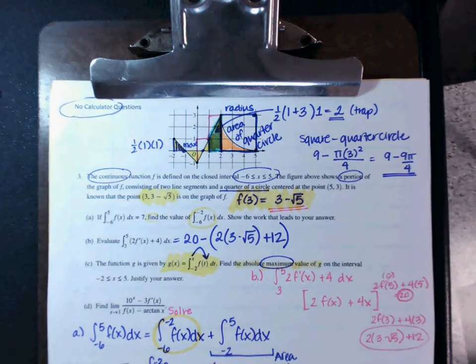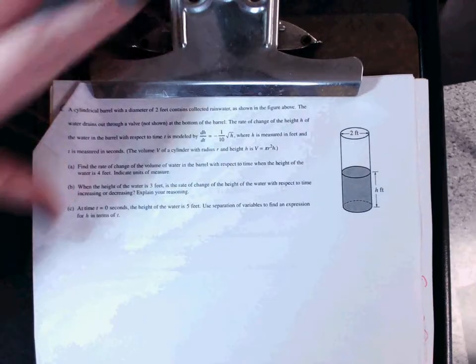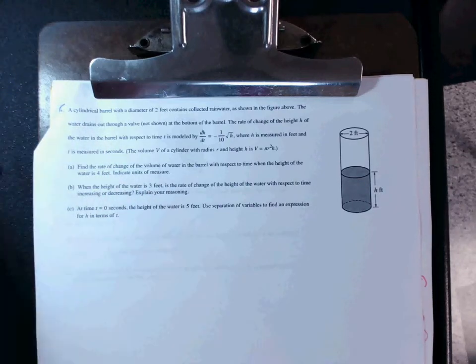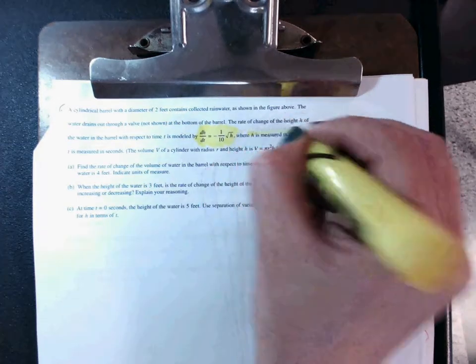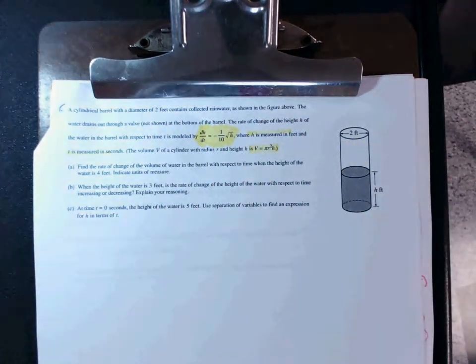All right, other one that we're going to do on this video is number 4. Go ahead and turn to number 4, please. Okay, it says a cylindrical barrel with a diameter of 2 feet contains collected rainwater as shown in the figure. The water drains out through a valve at the bottom. The rate of change of the height with respect to time is given by this model. Okay, so that's a differential equation. Then it says height is measured in feet, t is measured in seconds, and then volume for a cylinder, the formula is given.